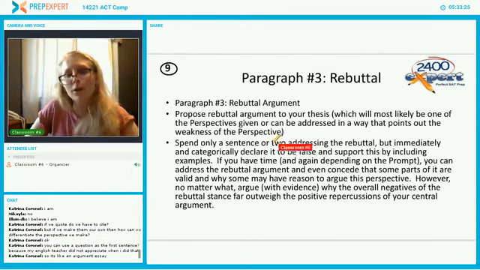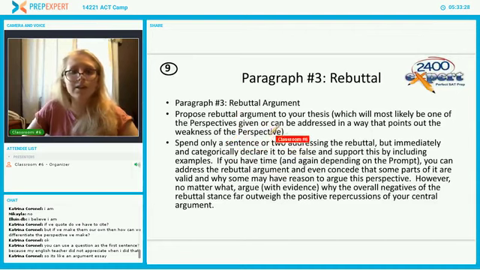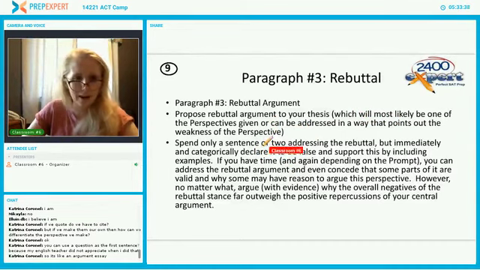And then remember, your rebuttal argument is important, but spend only a sentence or two addressing the argument and immediately and categorically declare it to be false, and support this by including examples that show why that argument is bad. It's like, I actually enjoy going to the grocery store and not having to talk to the cashier. Maybe that's part of your argument for why it doesn't matter if some of the mundane tasks or mundane human interactions every day are replaced by machines. All right. No matter what, argue with evidence why the overall negatives of the rebuttal stance far outweigh the positive repercussions of your argument.